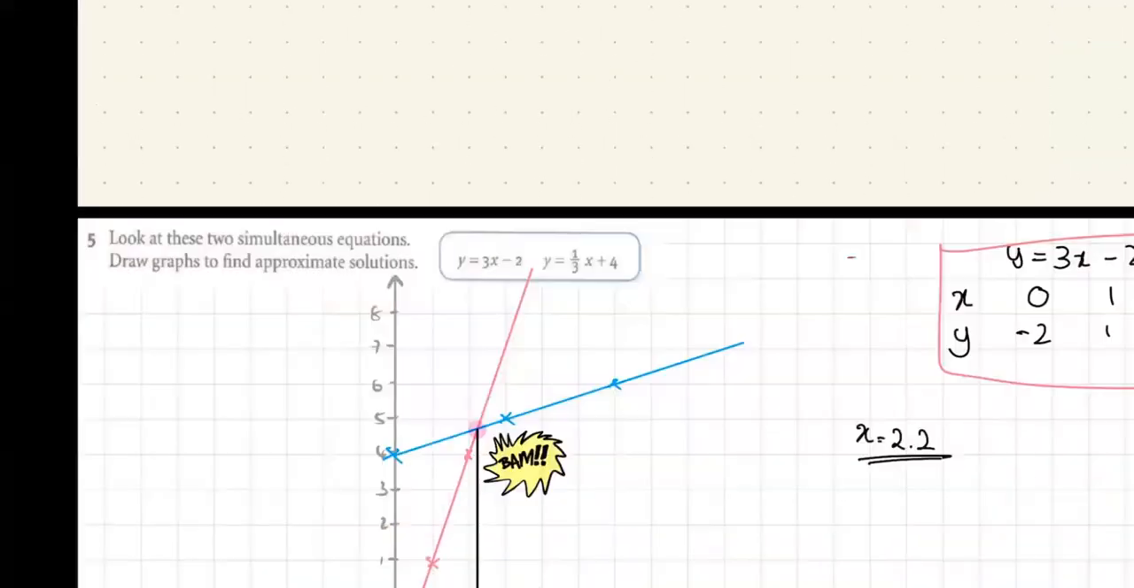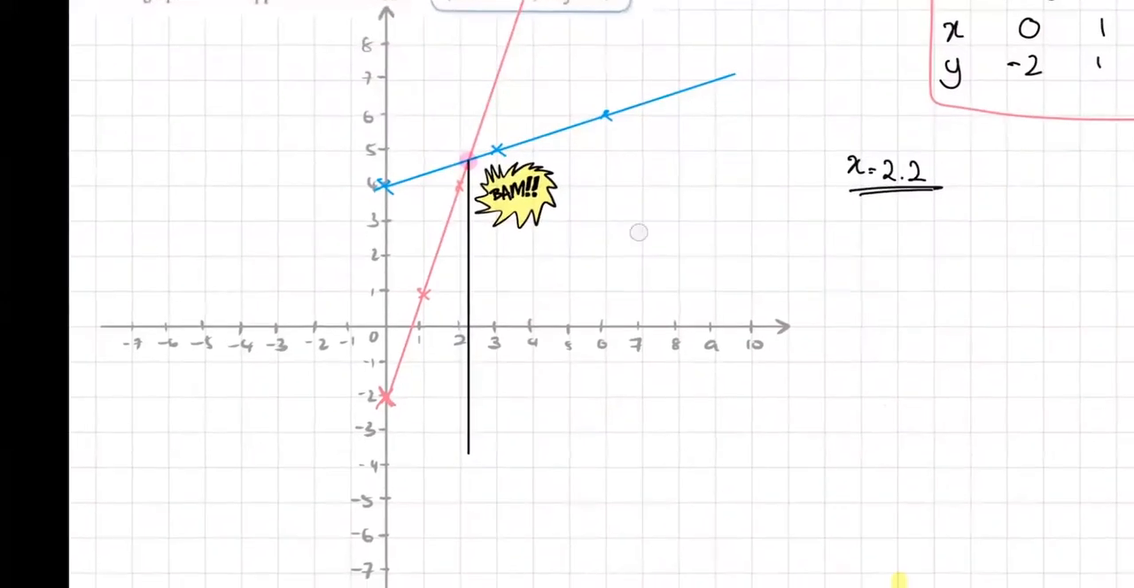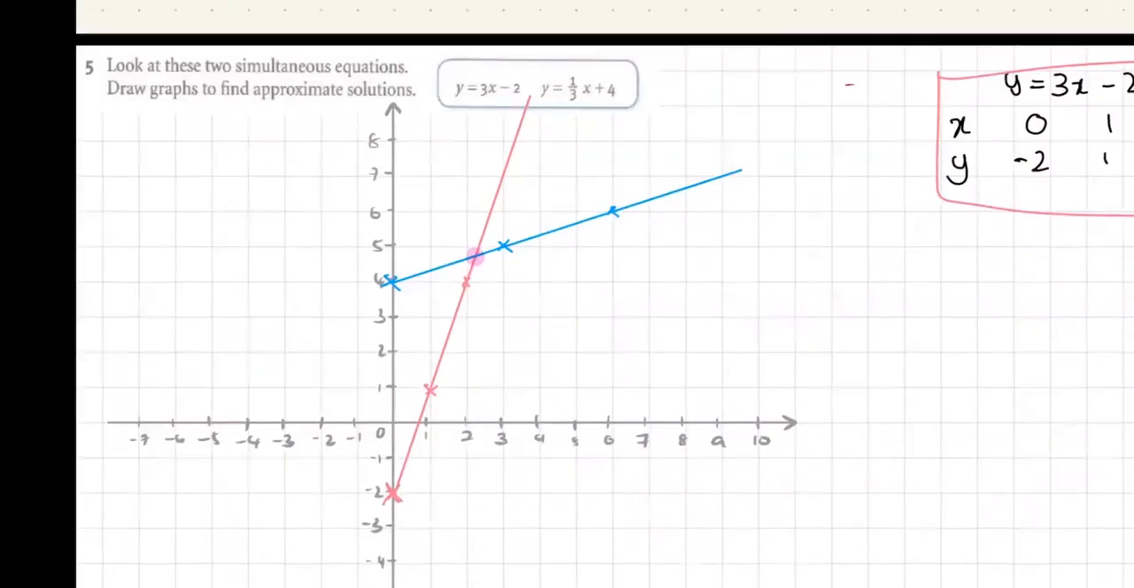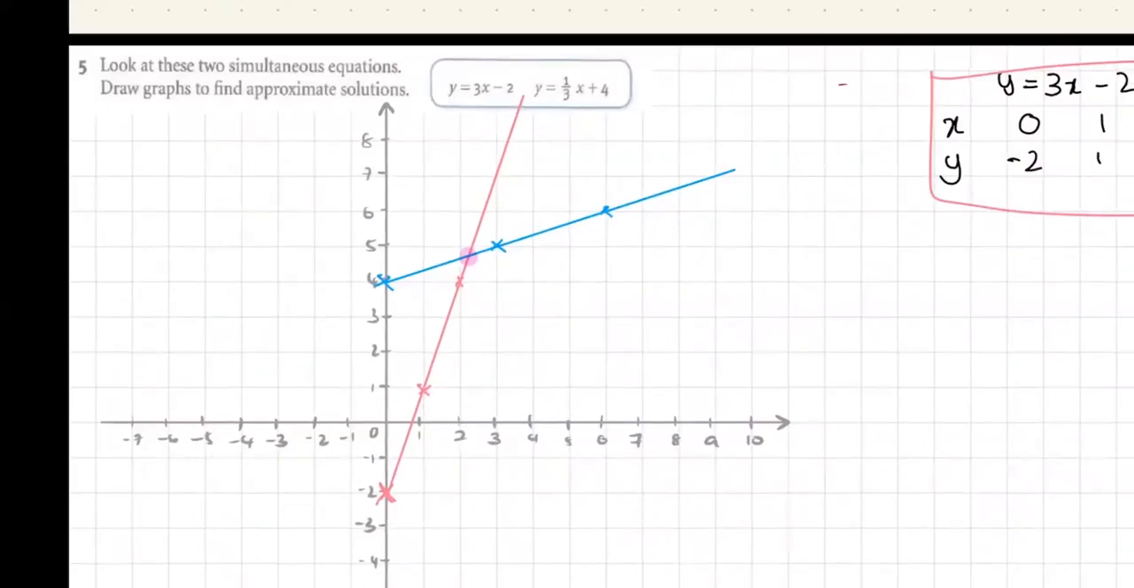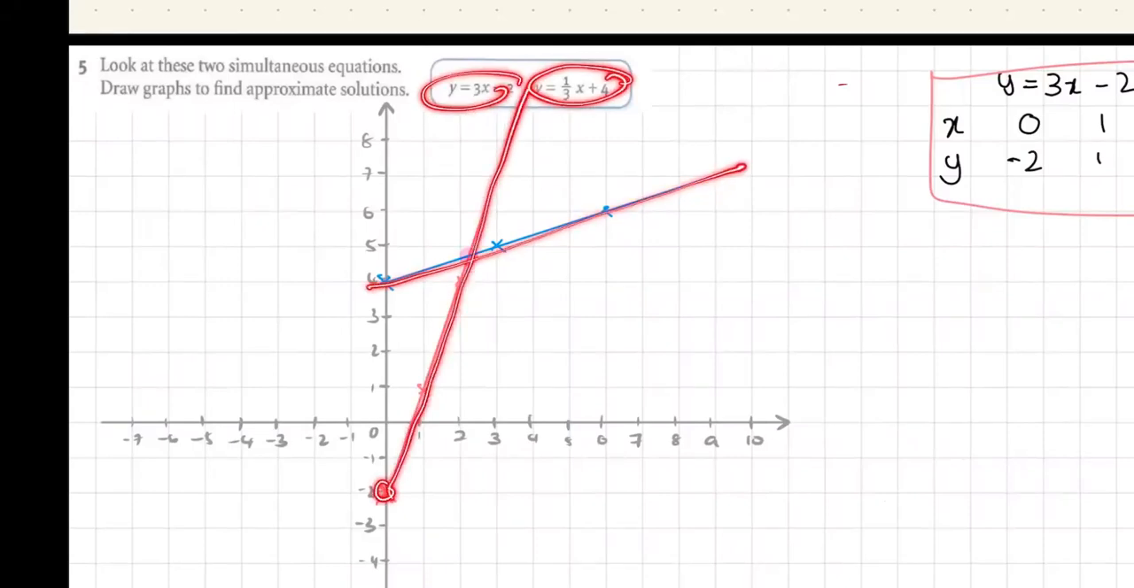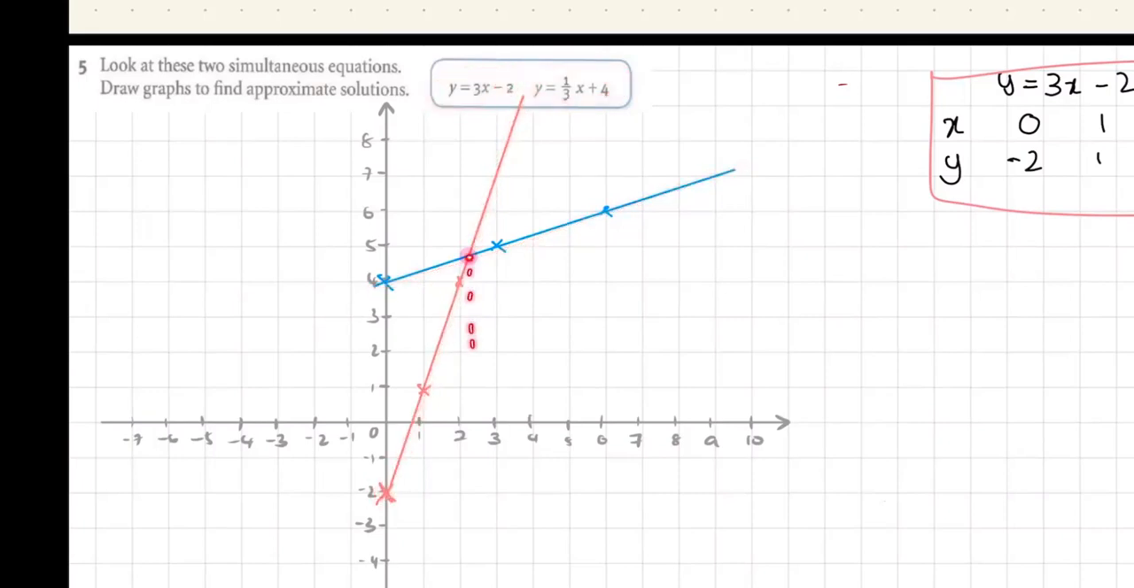Let's get number 5. Same thing that has been drawn for you. Immediately you should be able to get the solution. So use approximate solution. Once you have drawn it already, you can see this is +4, this is -2. So dotted line down. Answer will be x is equal to 2.2.